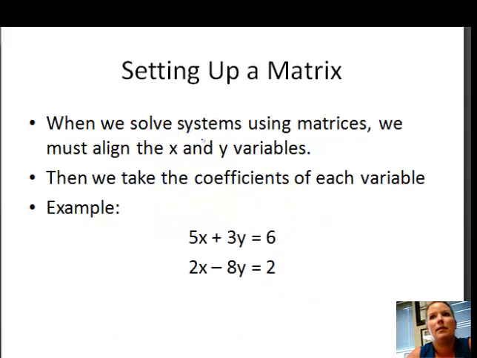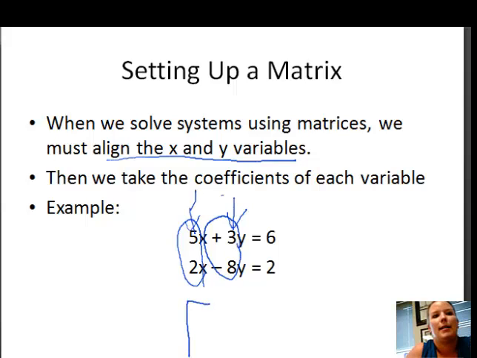Alright, when we solve a system using matrices, we align the X and the Y variables, meaning they're in rows or columns like this. Okay? So, we take the coefficients along with their sign and we put them in brackets such as this. So we do 5, 3 to negative 8. Then we raise the entire matrix to the negative 1.